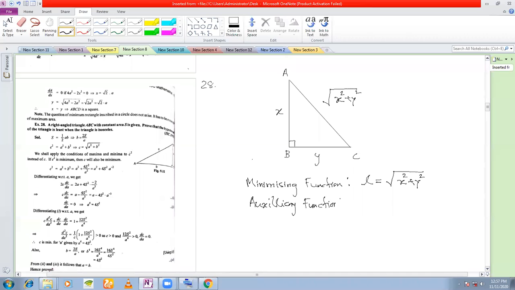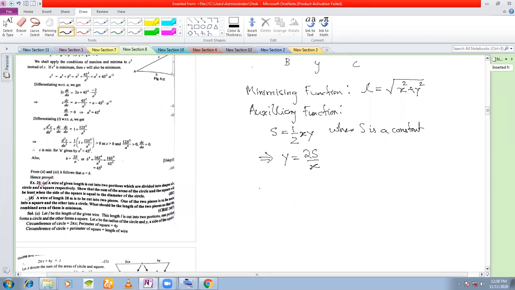So let's see what my auxiliary function is. It is given to you here that the right angle triangle has constant area, right? So S is equal to half xy, half base into height. That means S is constant here, where S is a constant, right? So that means you can find y in terms of S. So y is equal to 2s by x, right?